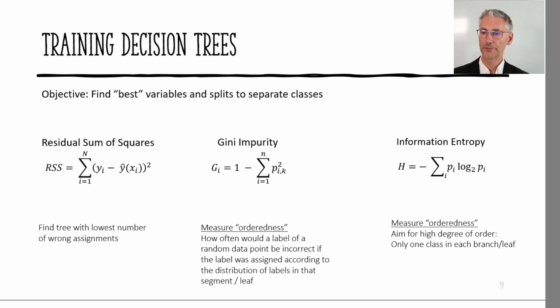And then there are two other metrics that are frequently used. One is the Gini impurity and one is based on the information entropy, and they essentially measure the orderedness in the final tree, right? So how often would a label for a random data point be incorrect if the label was assigned according to the distribution, or in particular for the information entropy, we aim for a high degree of order so that if we reach the final branch and leaf, we don't make a mistake, we only have one class in each. In practice, most trees, I would say, are typically now trained with information entropy, or if it's a regression approach, with the residual sum of squares.